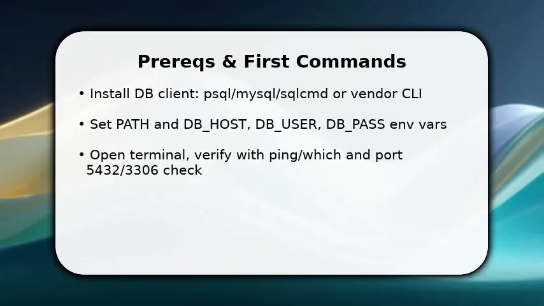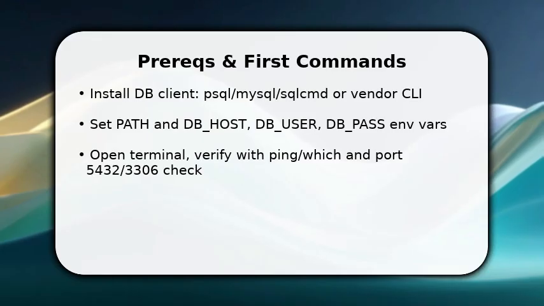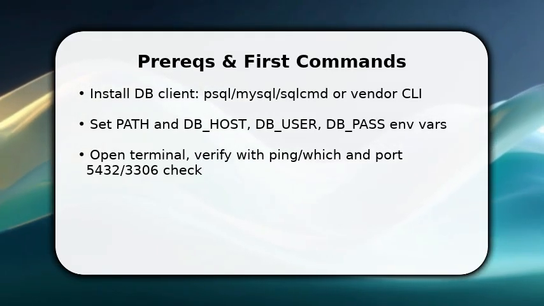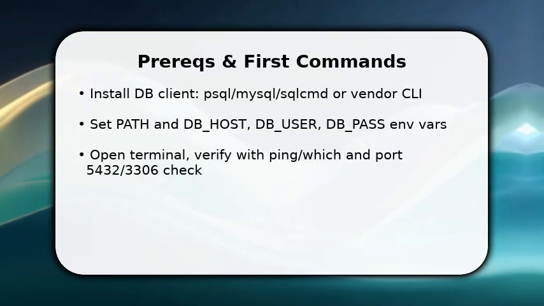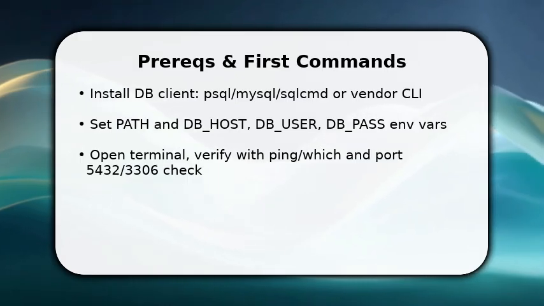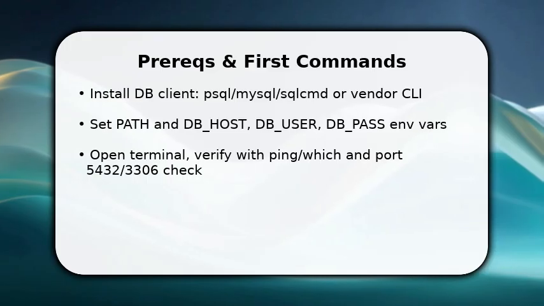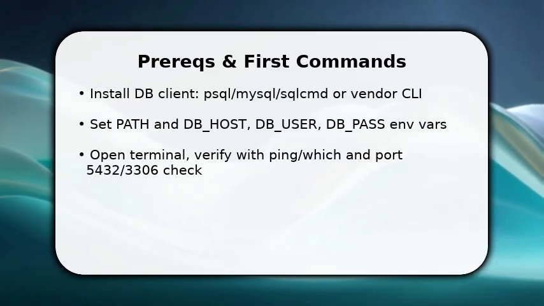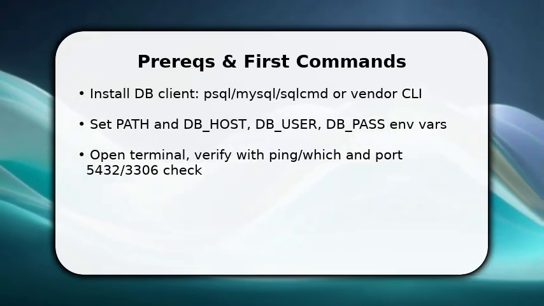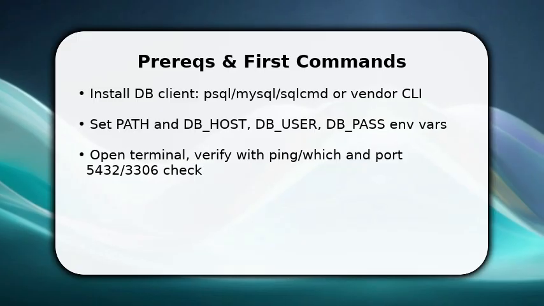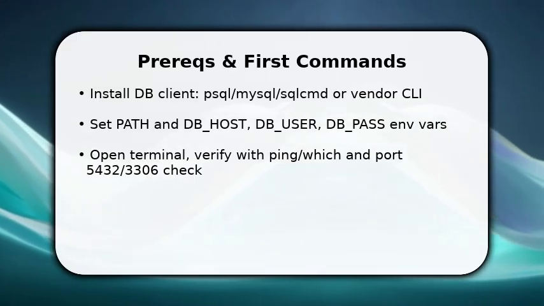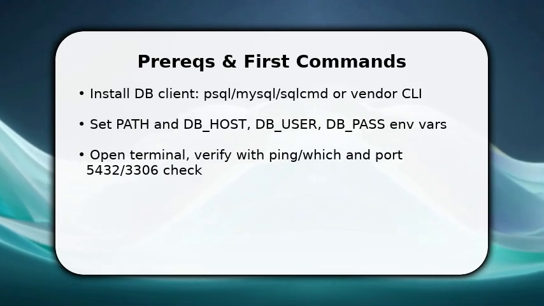Please enjoy the video. You start by ensuring the client is installed and reachable. This saves time when you connect. Once done, export or set DB host, DB user, and DB path so commands won't prompt repeatedly. Open the command prompt and run which psql or mysql to confirm the binary. Then check the target port, for example 5432 or 3306, to confirm the server is listening. These steps get your environment ready and let you attempt the first live connection immediately.